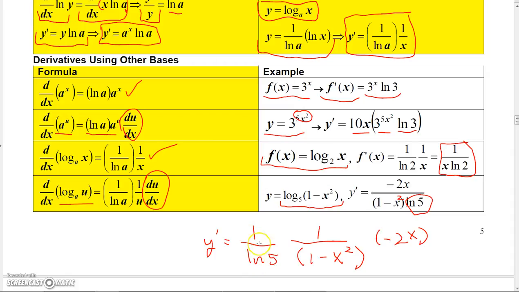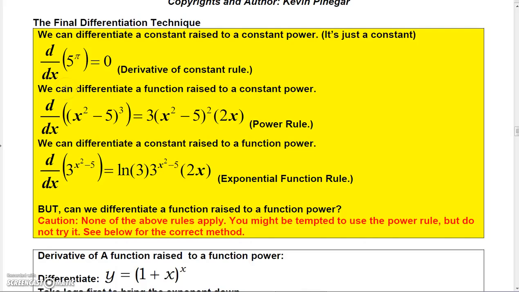So if you look down here, you'll see I have 1 over natural log of 5, that's the a, and then I have 1 over 1 minus x squared, that's the 1 over u, and then I have times minus 2x. Well, that's the u prime, that's the derivative of 1 minus x squared. But when you put all this together, the top is just going to be minus 2x, and on the bottom you have 1 minus x squared times natural log of 5. So that's how you differentiate using other bases.